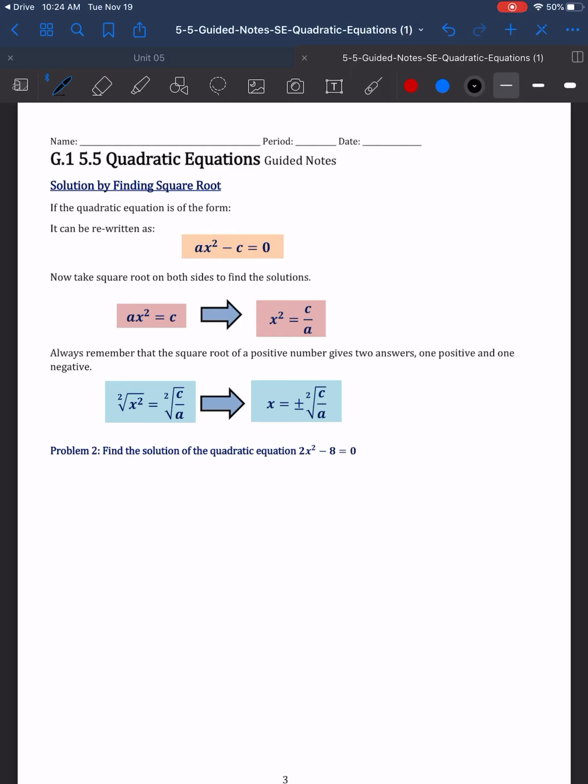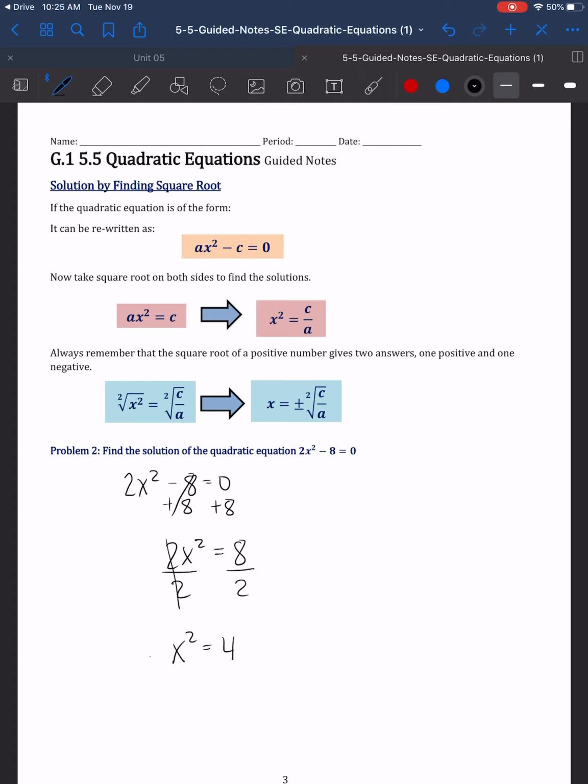So for an example, we're going to have 2x squared minus 8 equals 0. So I can add 8 to both sides. So I have 2x squared equals 8. Now I want x squared by itself, so I'm going to divide by 2. So x squared equals 4.